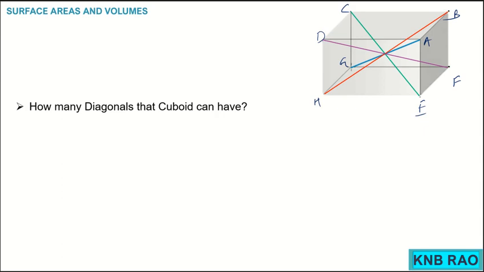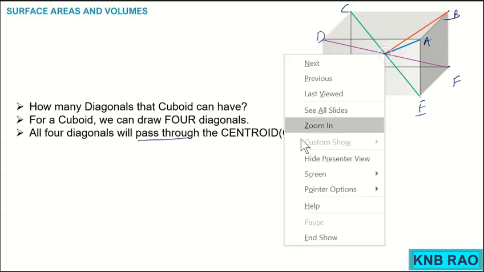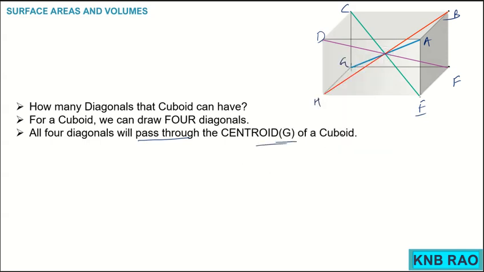Now can you tell me this answer? How many diagonals can a cuboid have? For a cuboid we can draw 4 diagonals. And what is the specialty of these 4 diagonals? All 4 diagonals will pass through one and only one point. It is called the centroid of the cuboid.